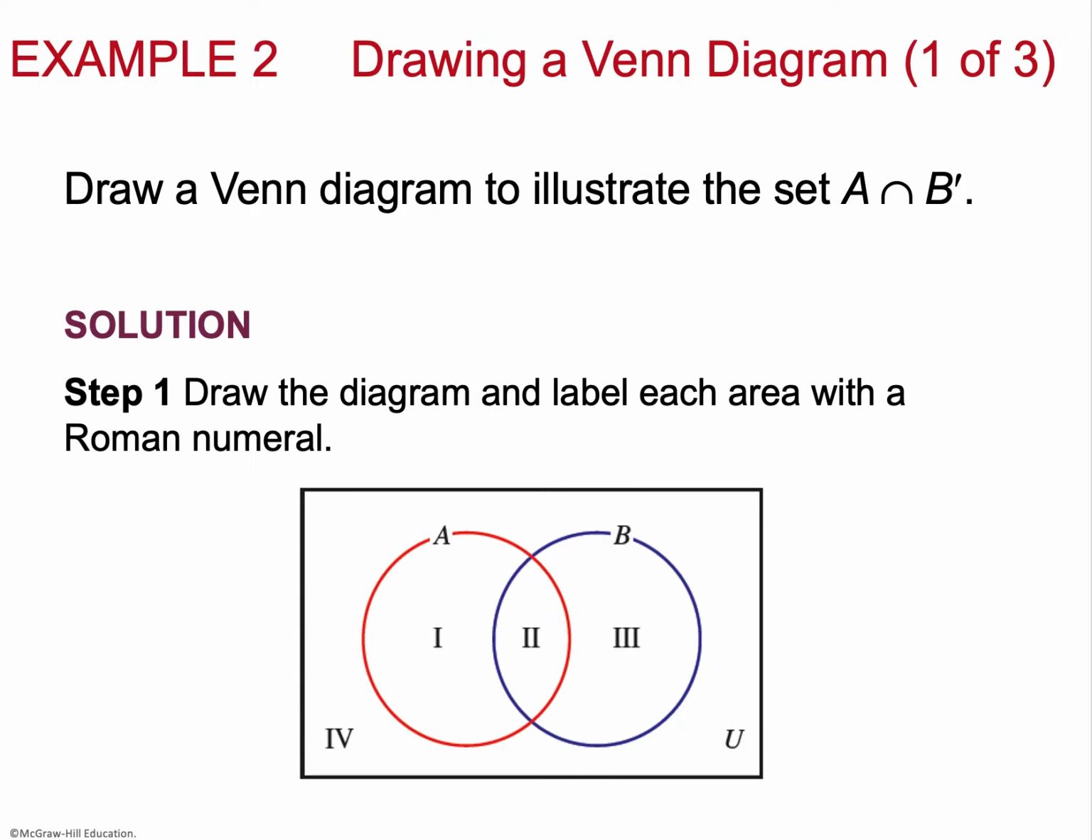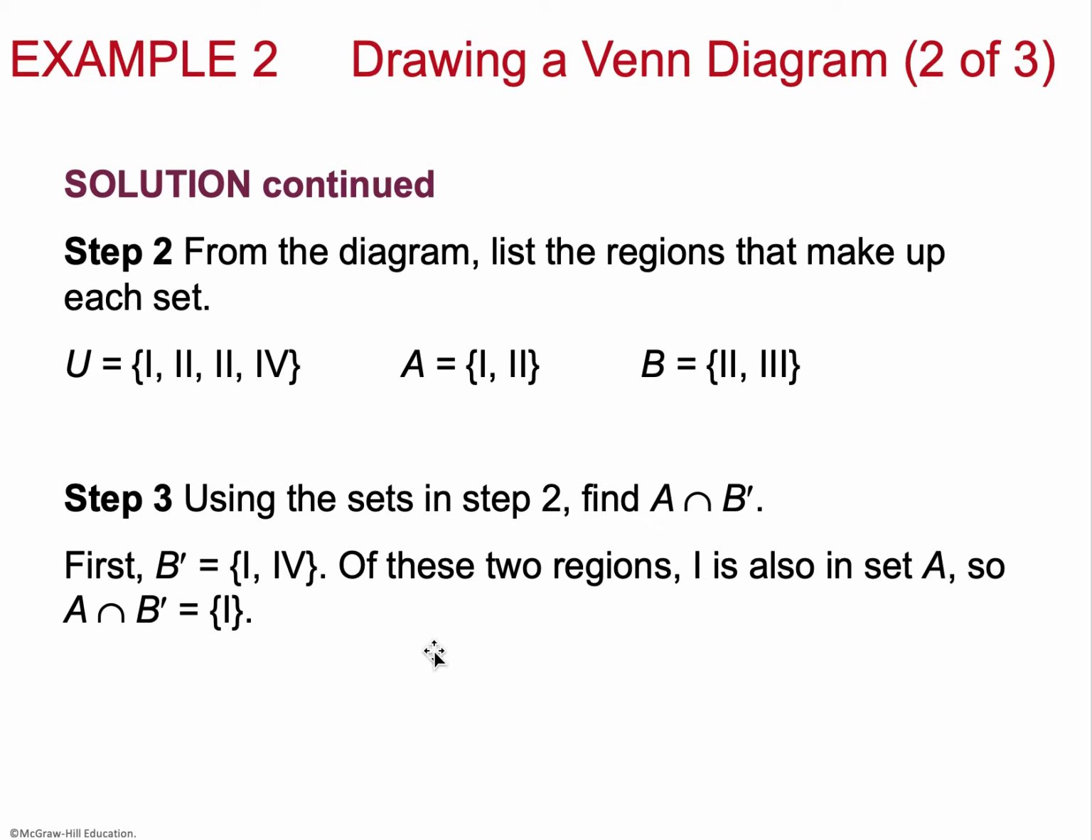So if I wanted to draw the diagram to illustrate the set of A and B complement, then I'm going to need to redraw that Venn diagram. So this isn't like a list I'm giving you, I'm just naming the regions in the diagram. From that diagram, I've got my universal set, my A and my B from earlier.